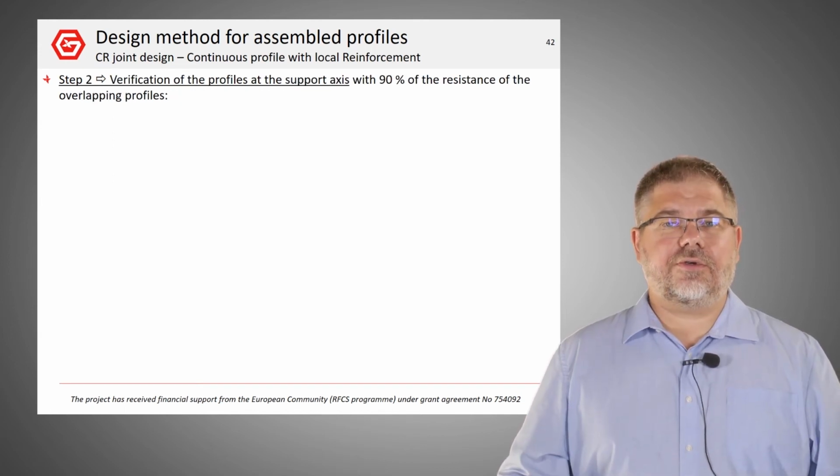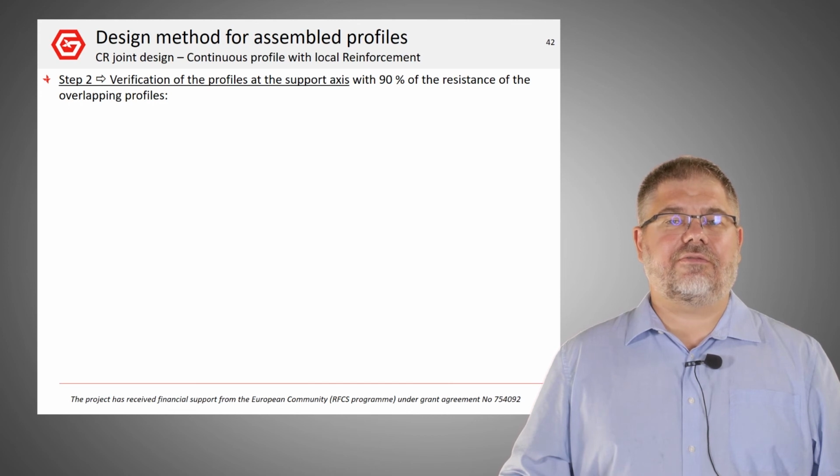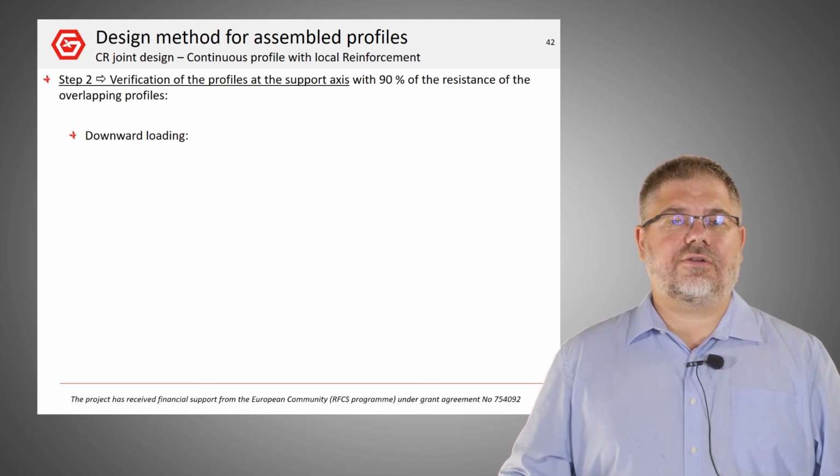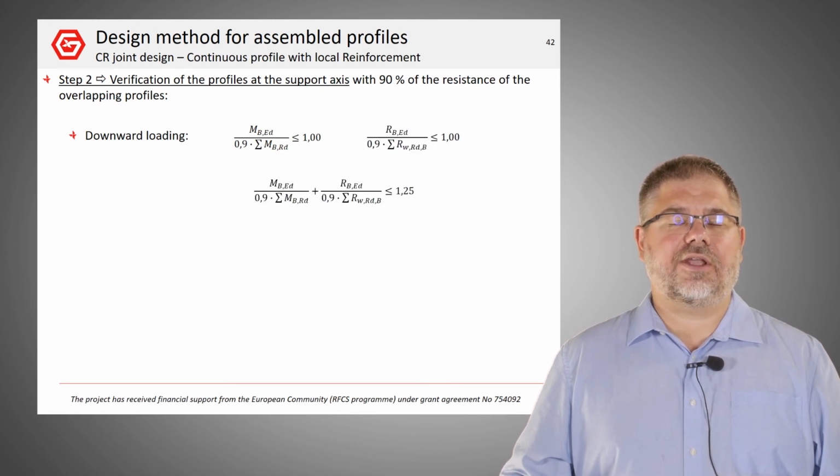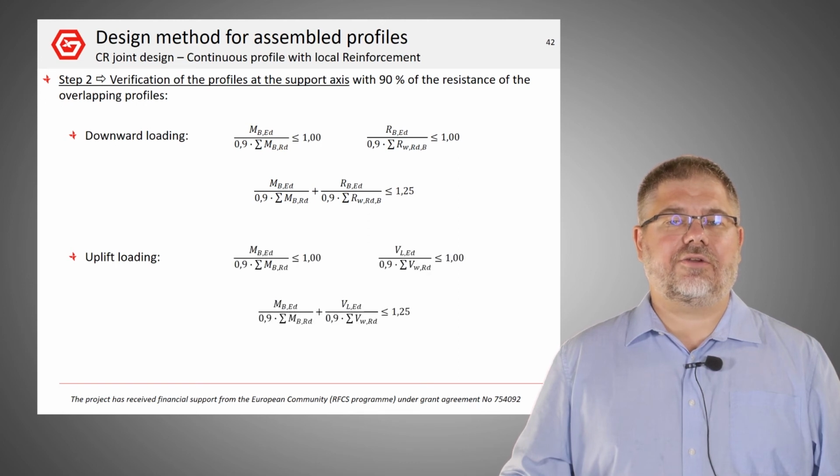The step 2 consists to verify the profiles at support axes with 90% of the resistance of overlapping products. Under downward loading, each point of the verification considers the total resistance for moment, support resistance, and combination between moment and reaction. For uplift loading, the same consideration is applied for moment, shear, and combination between moment and shear.